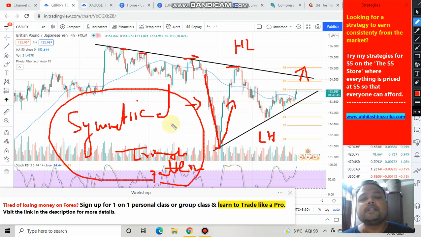So if we follow the symmetrical triangle pattern and its rules, then in this chart the best trading opportunity, or the best buying opportunity, is this level. When market crosses this level, then you'll get the best trading opportunity.